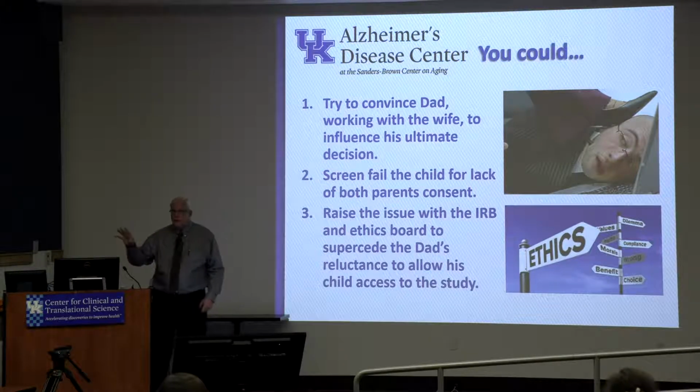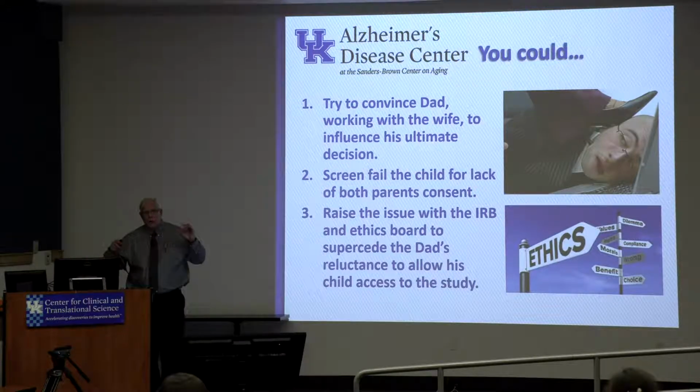We could just screen fail the child and say, we're so sorry, but according to human subject protection rules, we could not enroll this child, and therefore we're not going to be able to provide this medication. Or 3, we could go back to the IRB and to the ethics board here at the university to try to supersede dad's reluctance to allow his child access to the study. Dad does not want to listen, he does not want to be educated on the medicine, does not want to be educated on the research protocol.